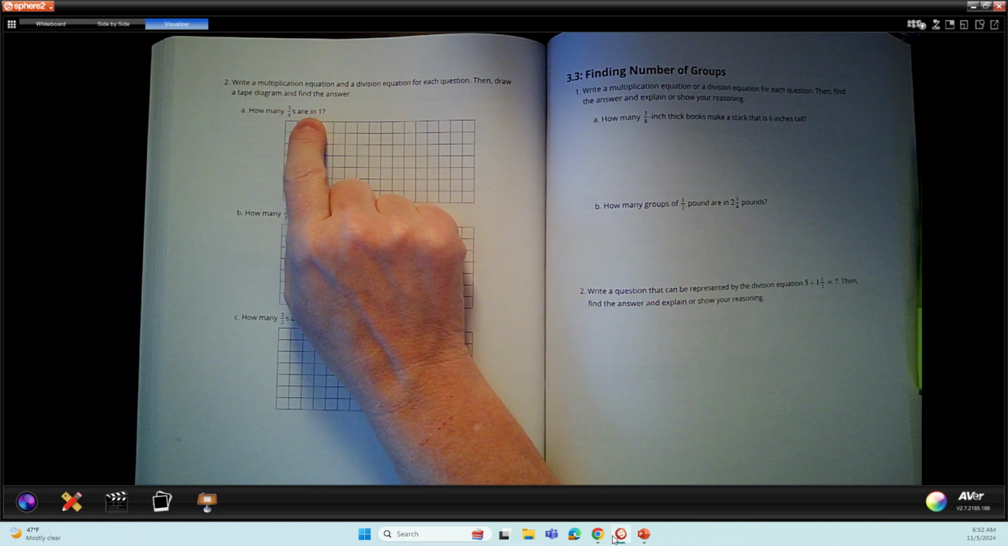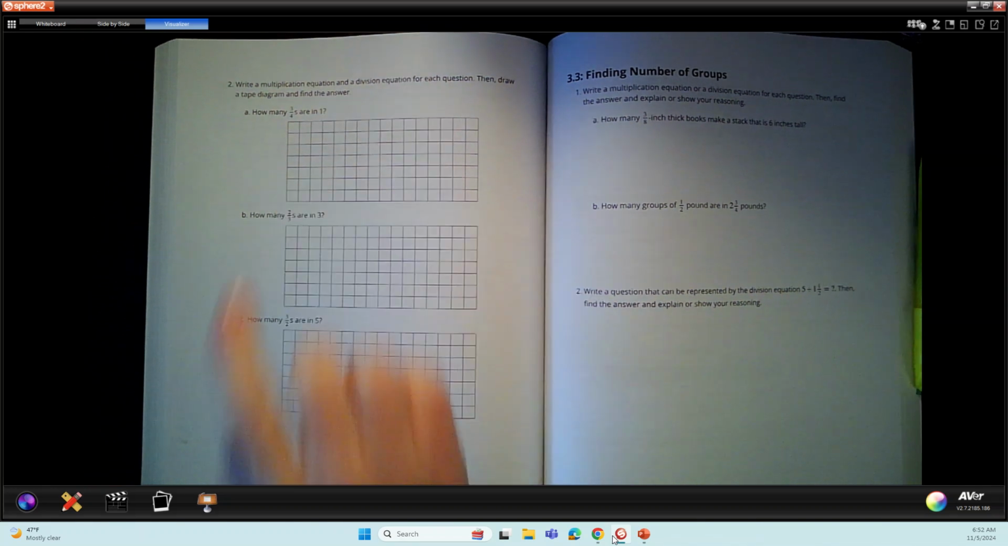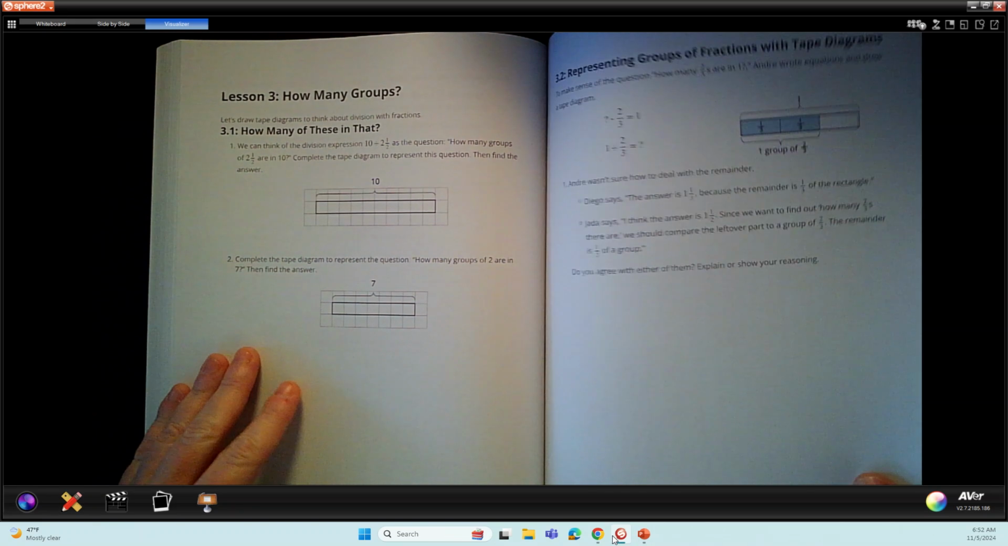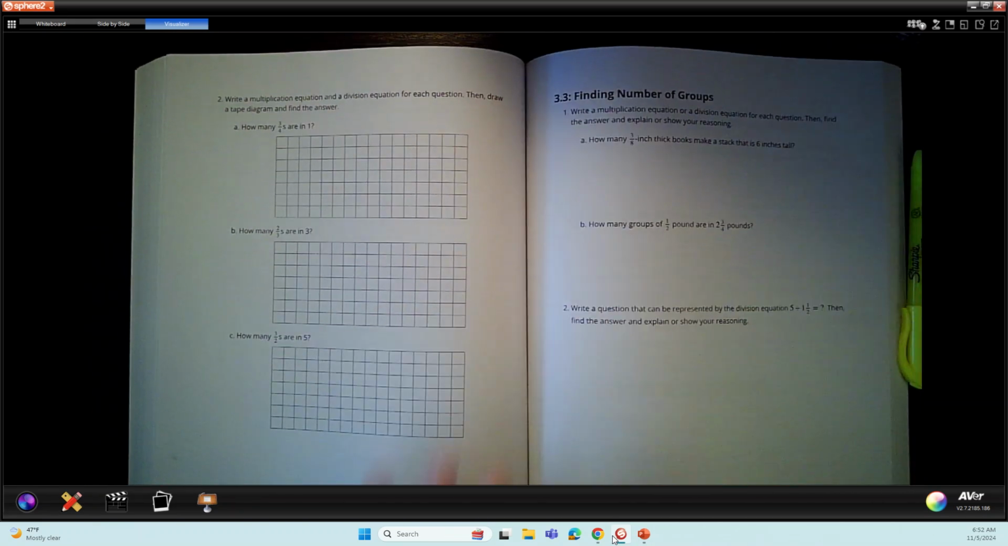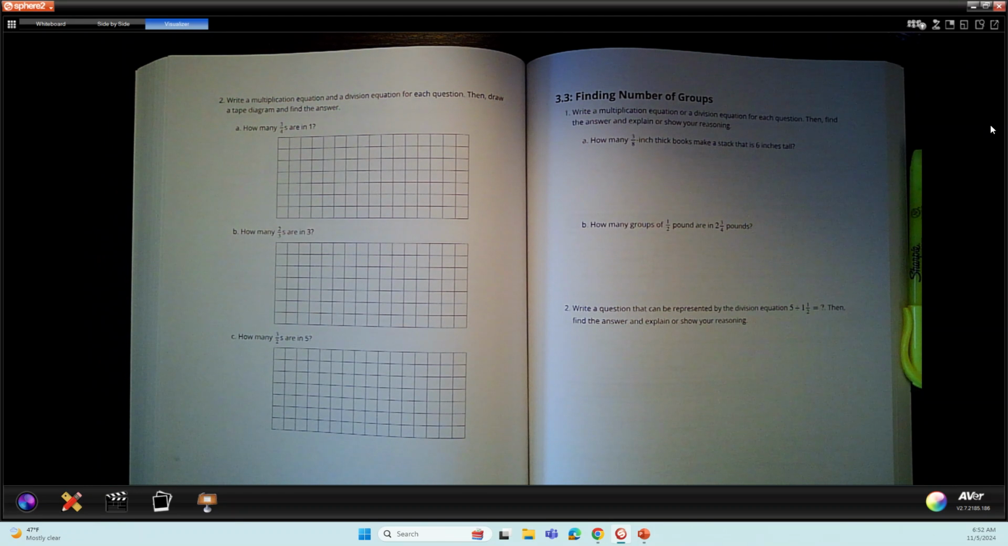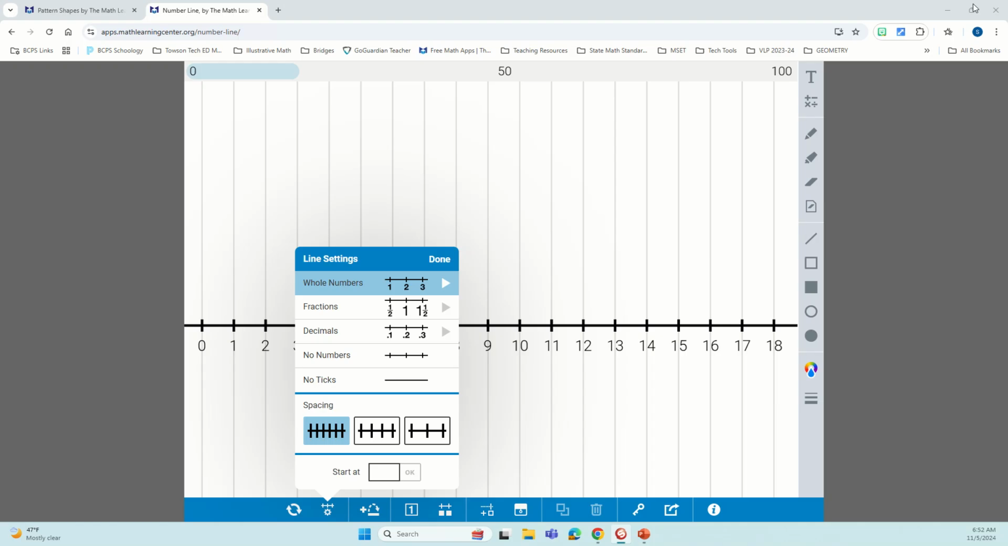How many 3/4 are there in 1? Now the students in the book, they have us drawing what's called tape diagrams. I like them, but I find that the number lines are the same thing but easier. Okay, so let me show you how cool this is. All right, so I want to write that problem. How many 3/4 are there in 1?